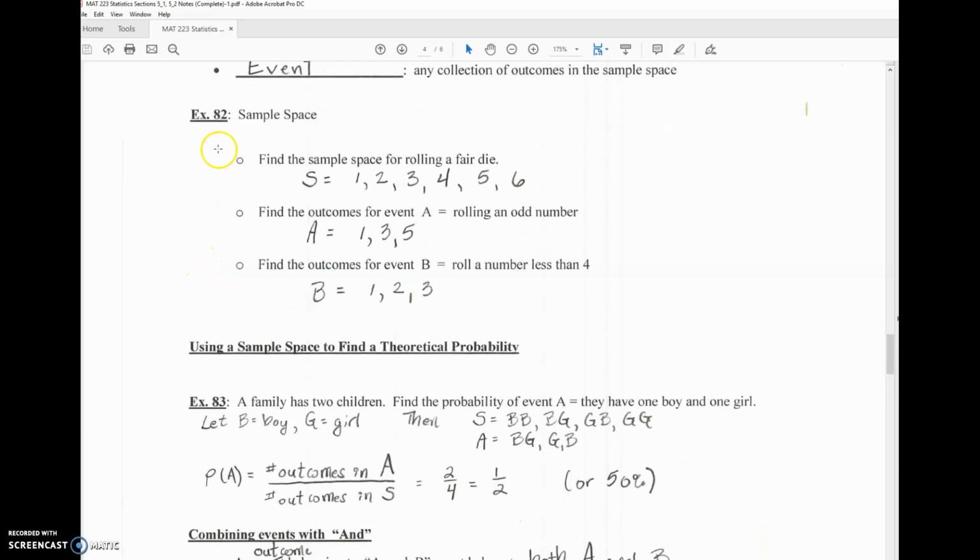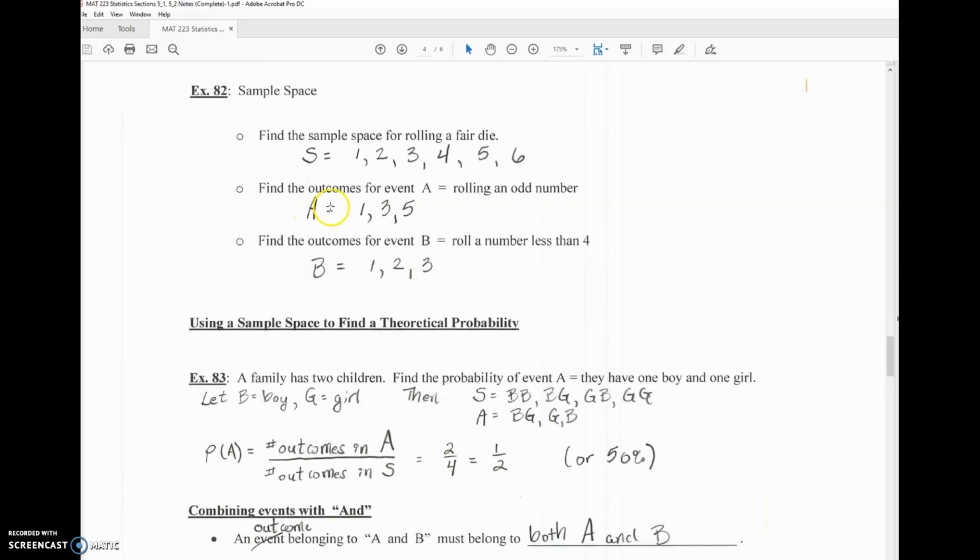So example 82, let's find the sample space for rolling a fair die. Hopefully everyone's rolled a die, but there are 6 sides and there's dots on each side, right? 1, 2, 3, 4, 5, 6. So when I roll a die, that's all possible outcomes. You can get a 1, a 2, a 3, a 4, a 5, or 6, and we call that S for sample space. Capital S equals the sample space.